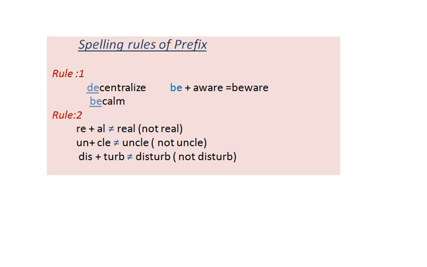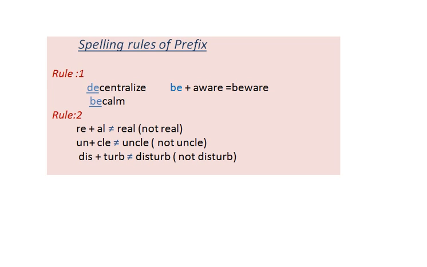For example, decentralize. Here D-E is the prefix and the first letter of the root, you see here, is C. So these words are not changing here. In the second word, be plus a word, look at the spelling, there is a change.